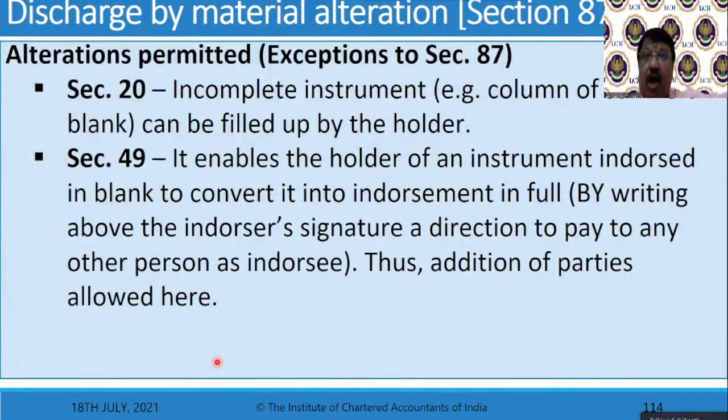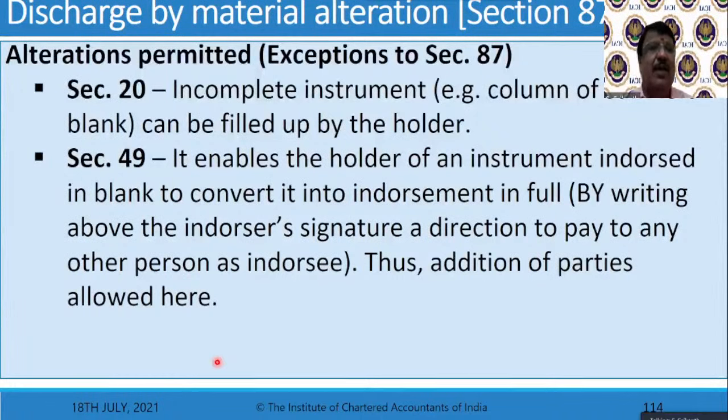For example, signing an instrument in blank is not an alteration. Once an instrument is signed in blank and I fill up the name or the amount, it is not a material alteration. I give a blank check to you, you put your name later or put somebody's name, it is not a material alteration. Where an incomplete, inchoate instrument is filled up by the holder, not a material alteration. It enables the holder of an instrument endorsed in blank to convert it into endorsement in full. That is not a material alteration.